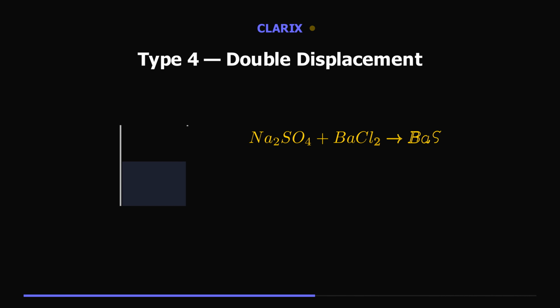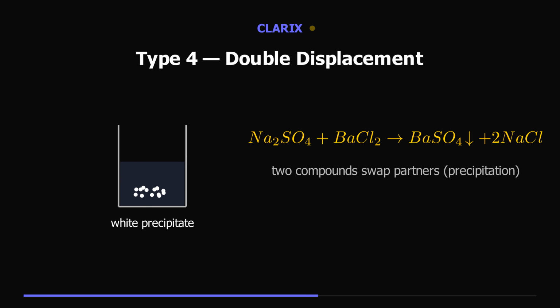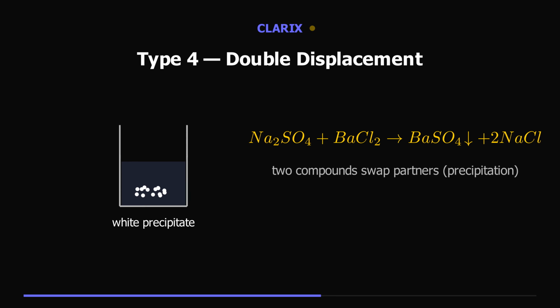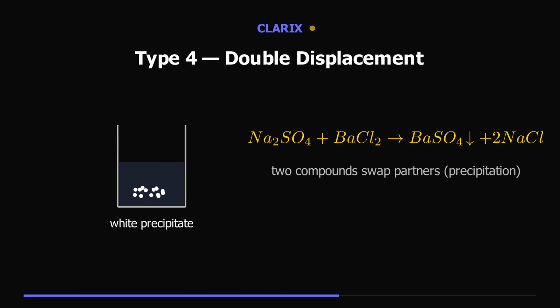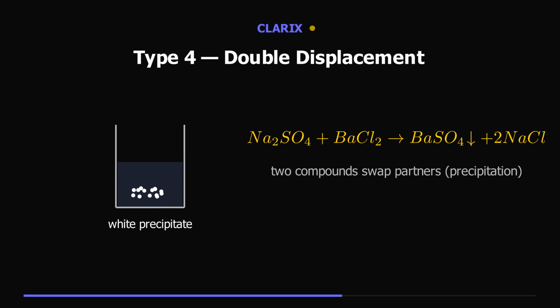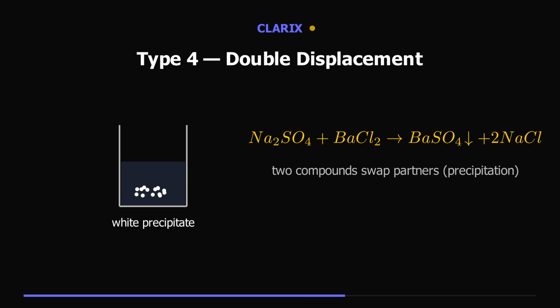Type 4, double displacement. 2 compounds swap their partners. Often an insoluble solid called a precipitate drops out. Mix sodium sulfate and barium chloride solutions, and you get a white precipitate of barium sulfate plus sodium chloride. The ions simply exchange places. When a precipitate forms, it's also called a precipitation reaction.